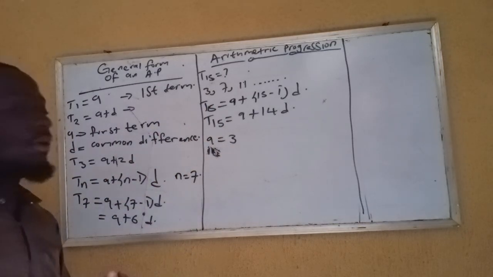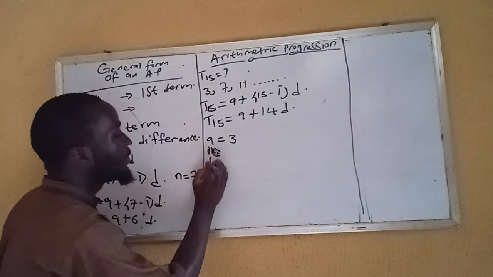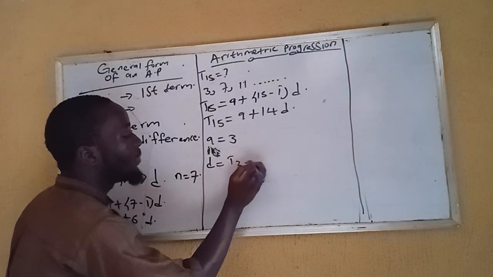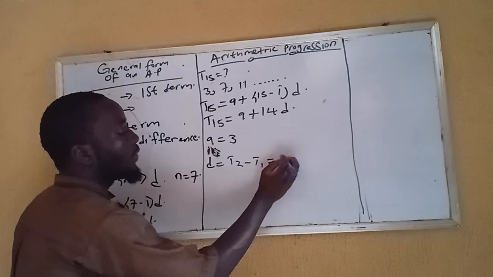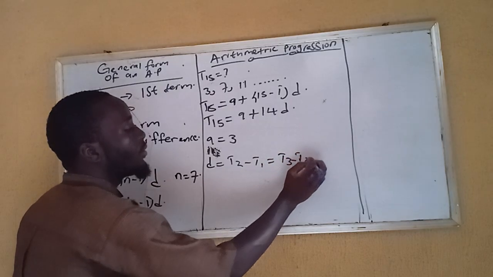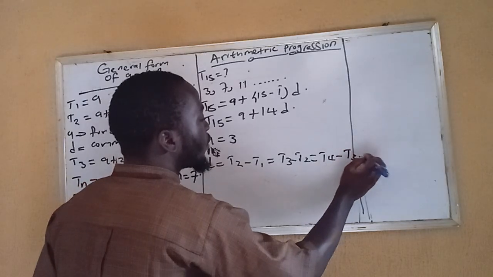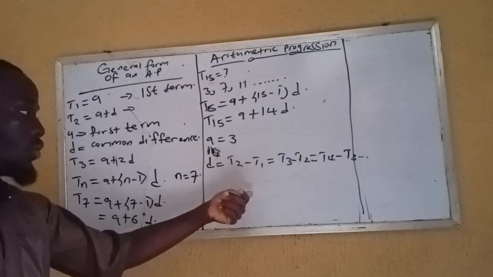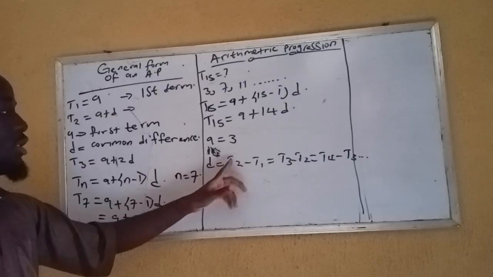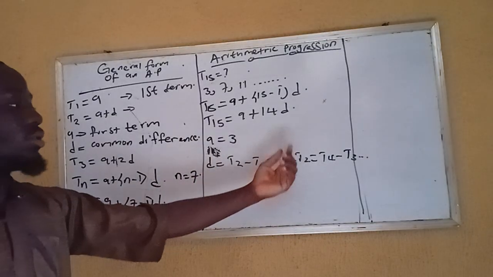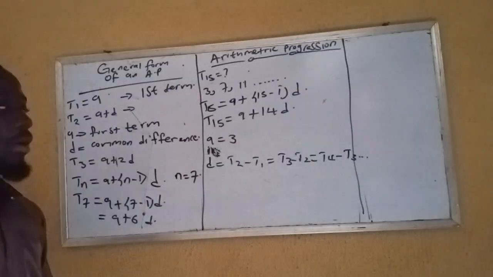Then we said common difference. What is the formula for common difference? D is equal to T2 minus T1, or T3 minus T2, or T4 minus T3, and so on. So the bigger one minus the smaller one. Are you getting me? Anyone you like, you're going to get the same thing.